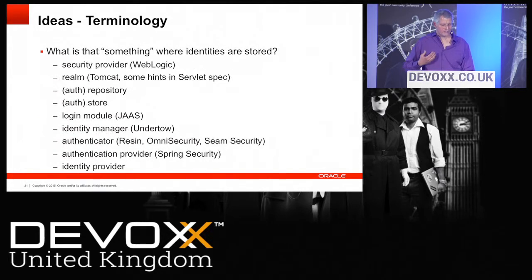And then this one is actually one that got kicked around for a while in our expert group. What is that something where identities are stored? Maybe you say, oh, it's obviously an identity store, but some people call it a security provider, a realm, a repository, a login module, an identity manager, an authenticator, an authentication provider, an identity provider, right? How do you narrow that down? How do you put that in a spec and make sure that when you say this, you mean that? So the first thing in the spec will be terminology.